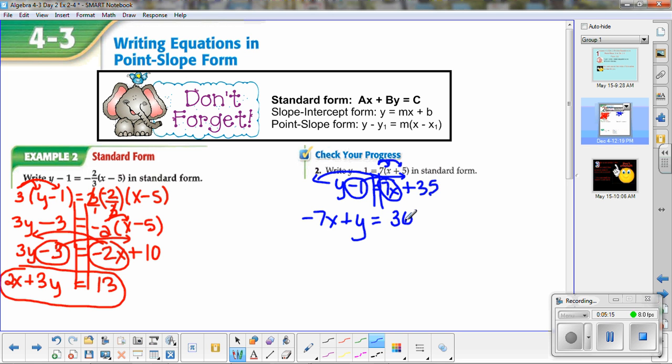Now this isn't quite in standard form though, because remember the coefficient of x cannot be negative. So what we can do about that is take both sides and multiply by -1. When you do that, it'll change the sign of everything because a -1 times a -7x is positive 7x, and a -1 times y is a negative y, and then 36 times a -1 is -36.